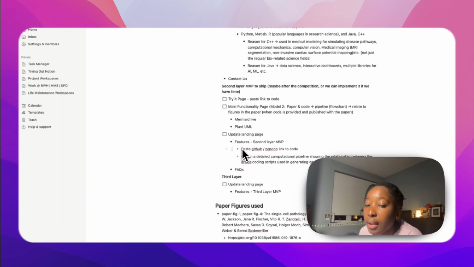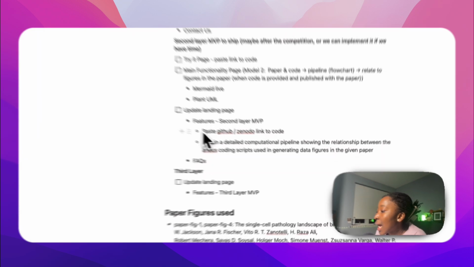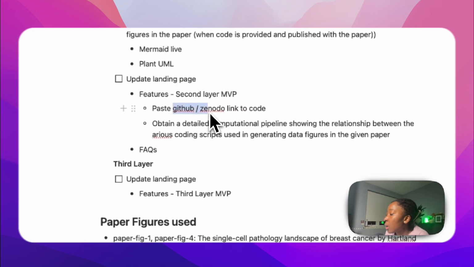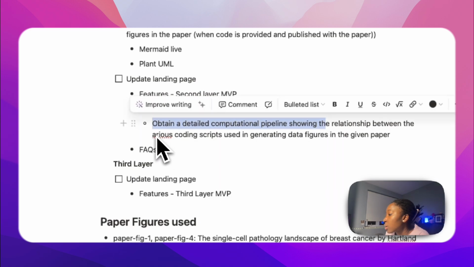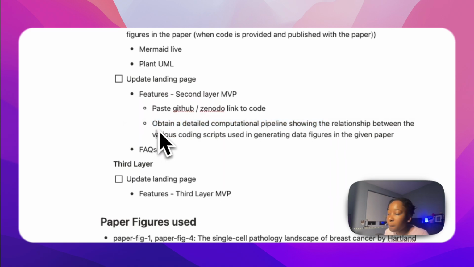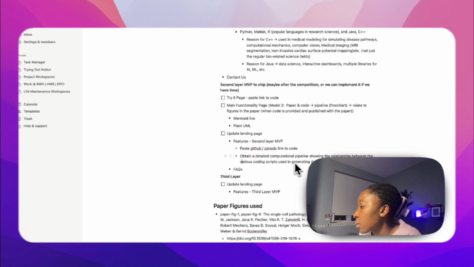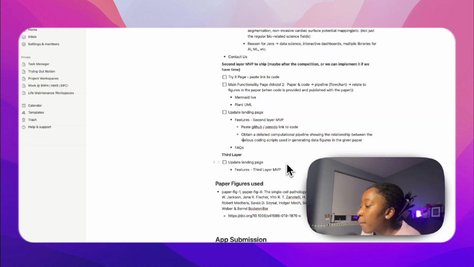So the second, yeah, that's what I plan on doing. In the second part, I'll probably ask the user to paste the GitHub or Zenodo links. I know there's a platform that scientists use to share code and data. Then you would obtain the detailed computational pipelines from the relationship between the various coding scripts he's integrating, the paper and so on.